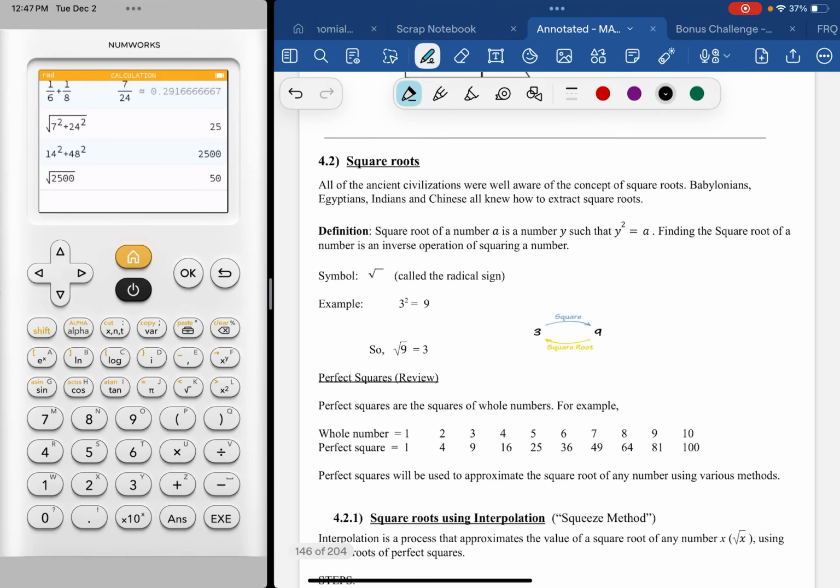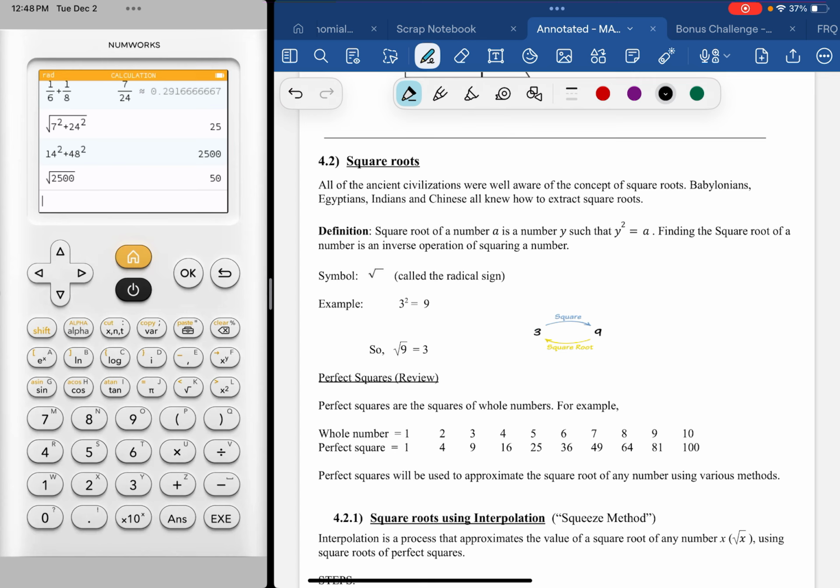In this section, we're going to learn about square roots. All of the ancient civilizations were well aware of the concept of square roots. Babylonians, Egyptians, Indians, and Chinese all knew how to extract square roots. Definition: the square root of a number a is a number y such that y squared is equal to a. Finding the square root of a number is an inverse operation of squaring a number.